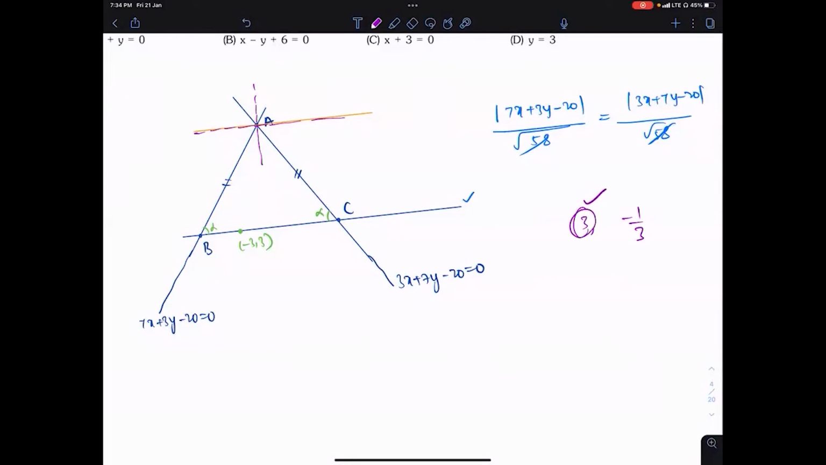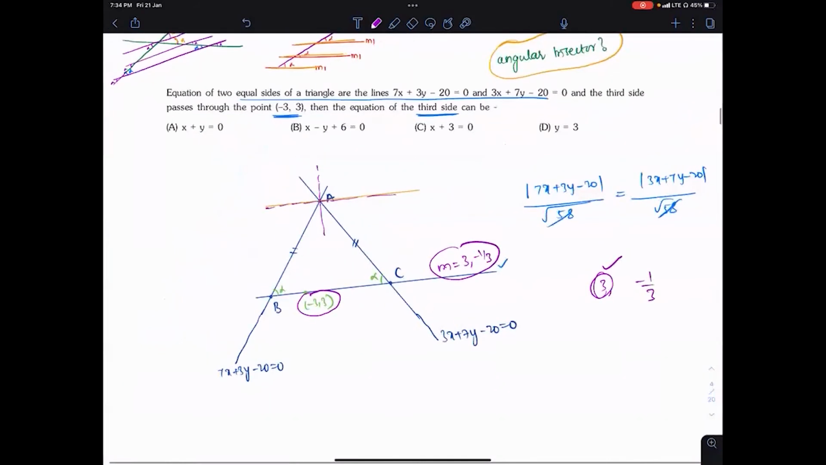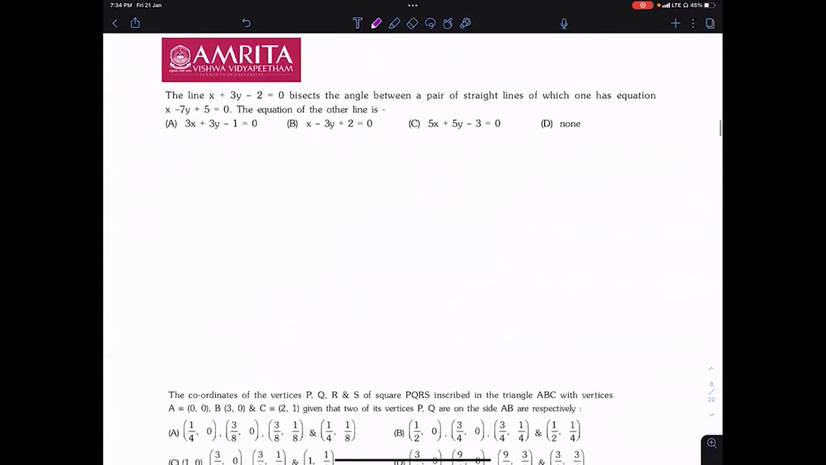So this line BC should have what slope here? The slope of the line BC can be either 3 or minus 1 by 3. Slope we know, point we know, we can write the equation. So two possibilities, two answers will come like that. Okay. Next.